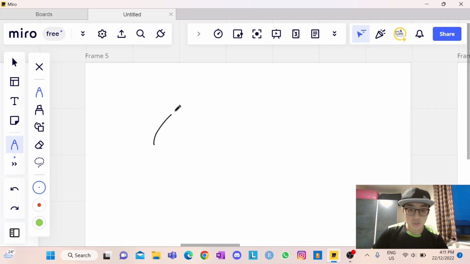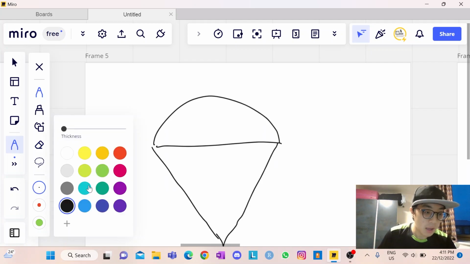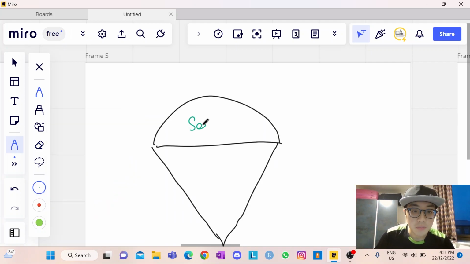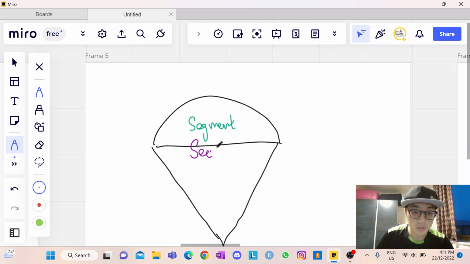Okay, one last try. Okay, this will do. So this looks like an ice cream, isn't it? By the way, this is the segment, and this whole thing is the sector.